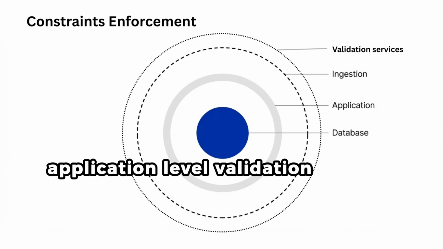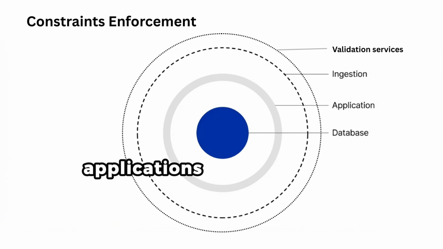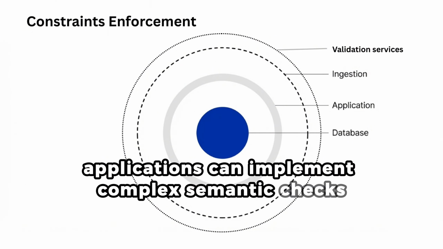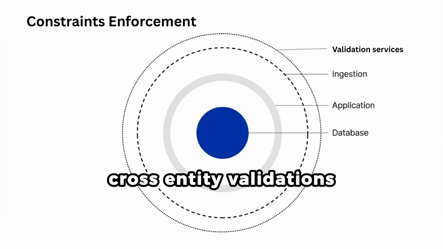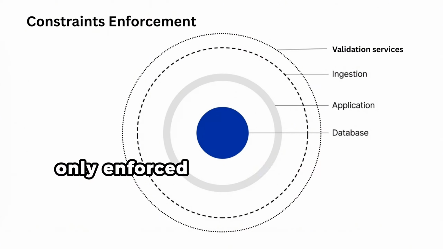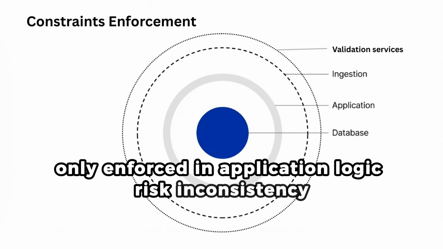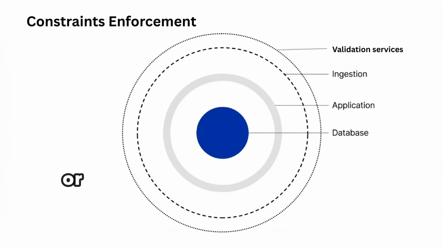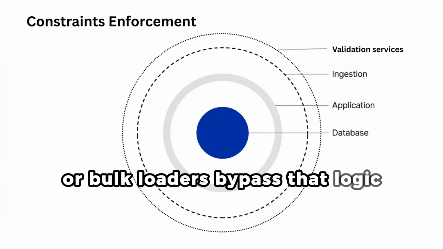Application-level validation is more flexible. Applications can implement complex semantic checks, cross-entity validations, and human-friendly error messages. But constraints only enforced in application logic risk inconsistency when multiple services or bulk loaders bypass that logic.